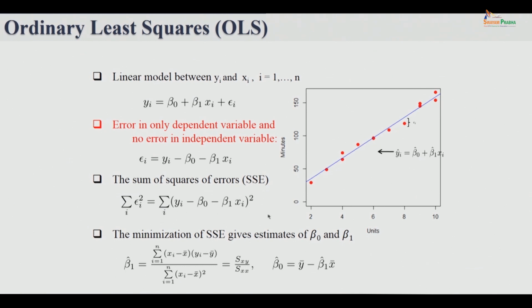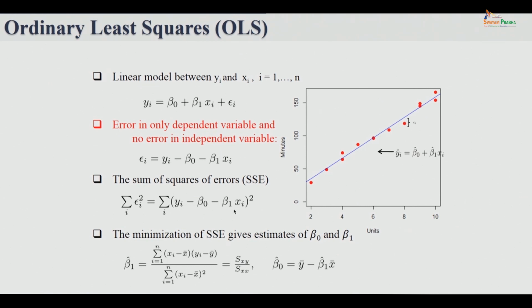Once you set up this formulation, whoever gives the best beta naught and beta 1 will have the minimum vertical distance of the points from that line. And this can be done analytically. Instead of guessing beta naught and beta 1, I try to solve this optimization problem, which means find beta naught and beta 1 which minimize this. This is what is called the unconstrained optimization problem with two parameters.